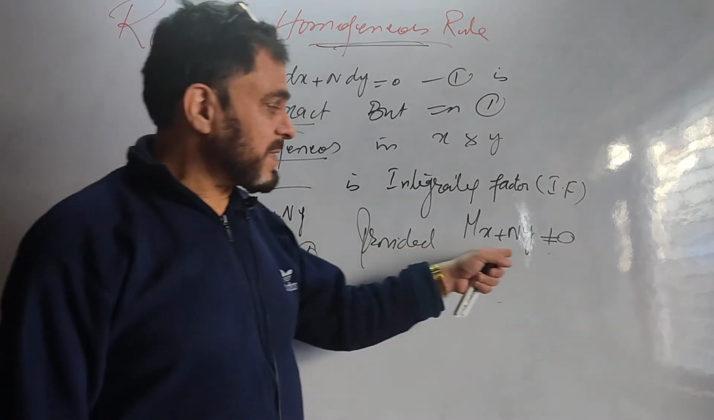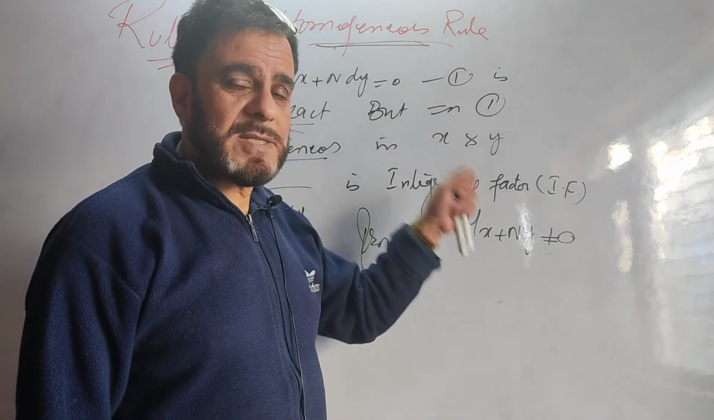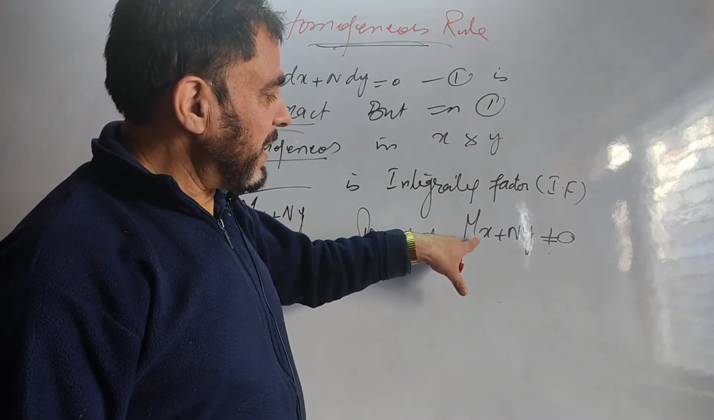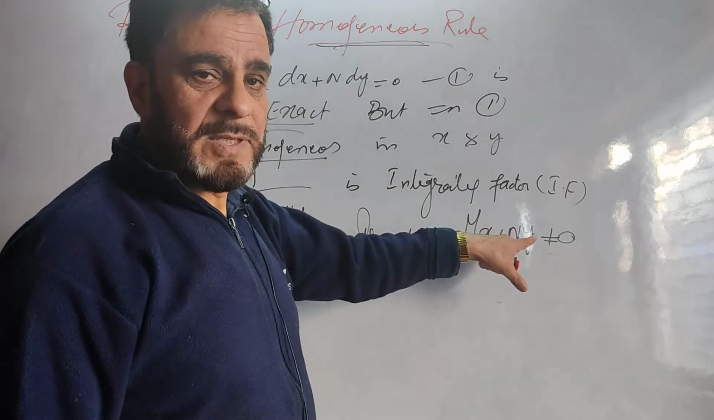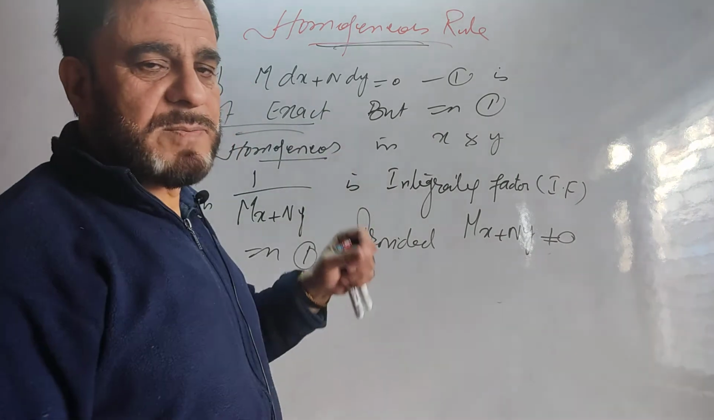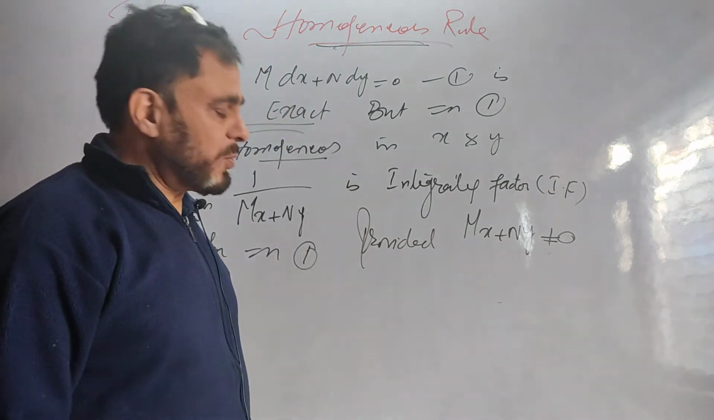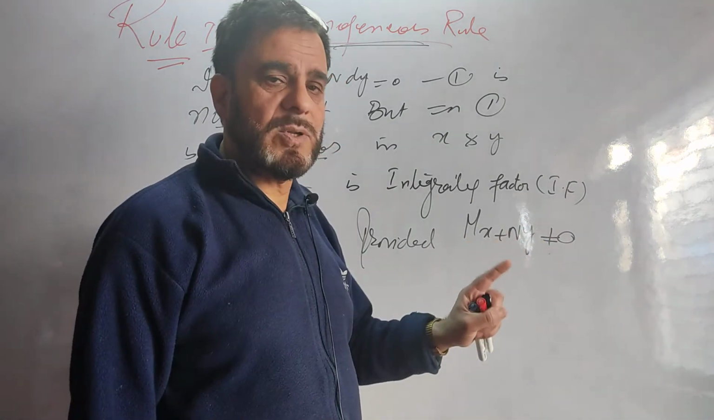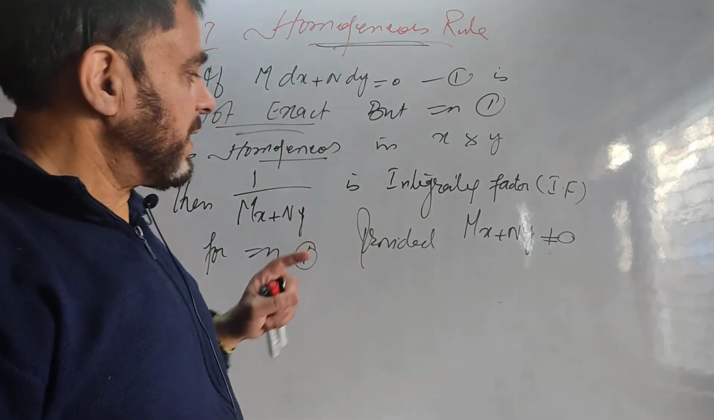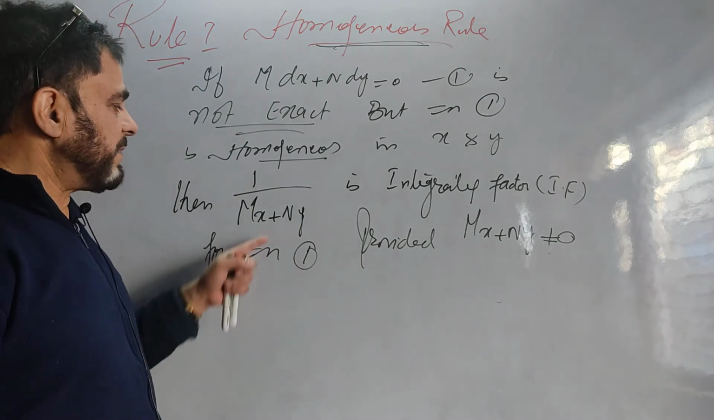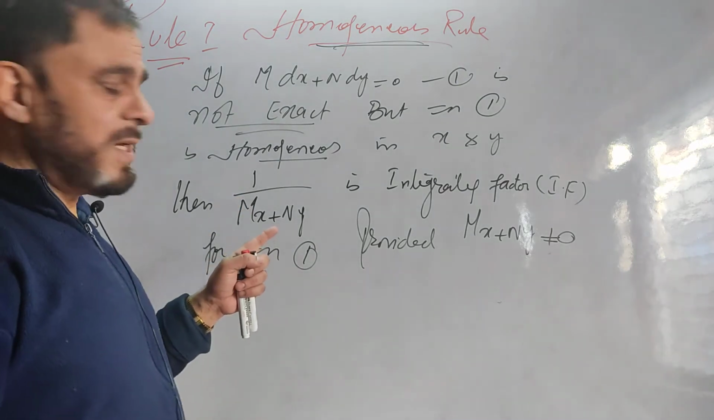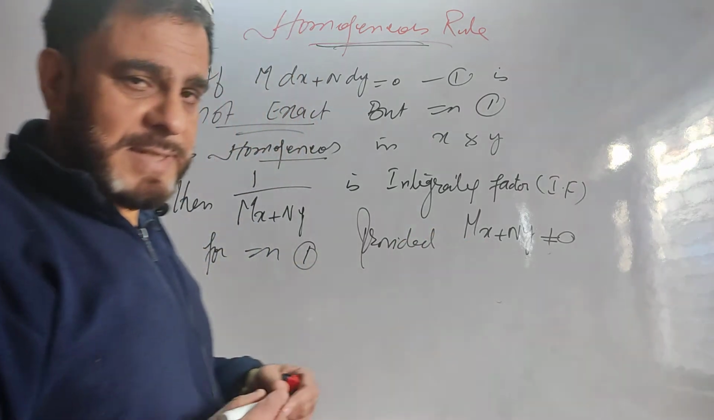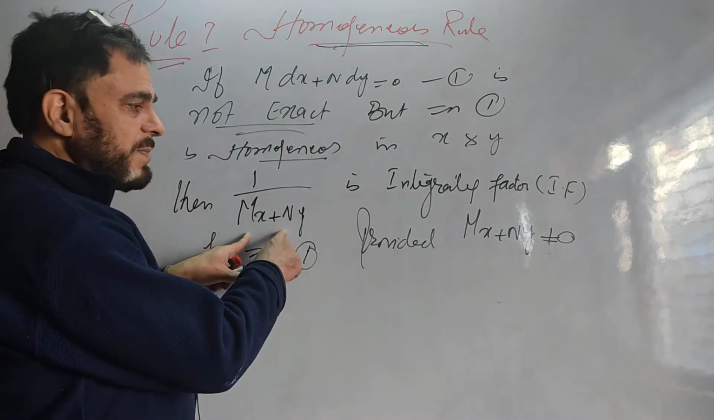But in case Mx plus Ny is 0, it is very simple to solve the given differential equation, because we can get M in terms of N, use it here, and it is transformed to the variable separable method. Don't say that it is not solvable when Mx plus Ny is 0. It is solvable very easily, but we don't need the integrating factor. The integrating factor is not defined if Mx plus Ny is 0. So the condition is a rider here that this should not be 0.